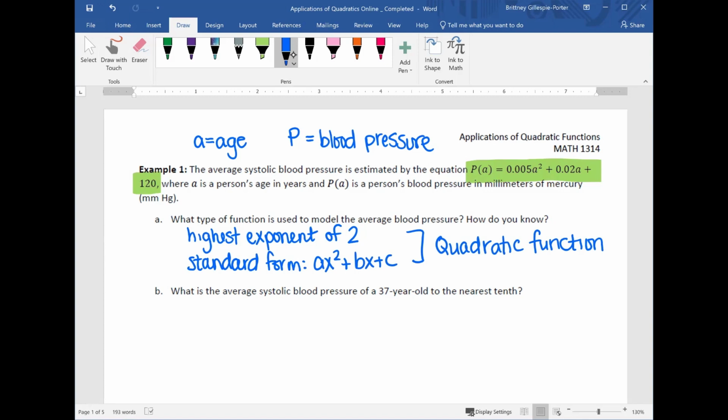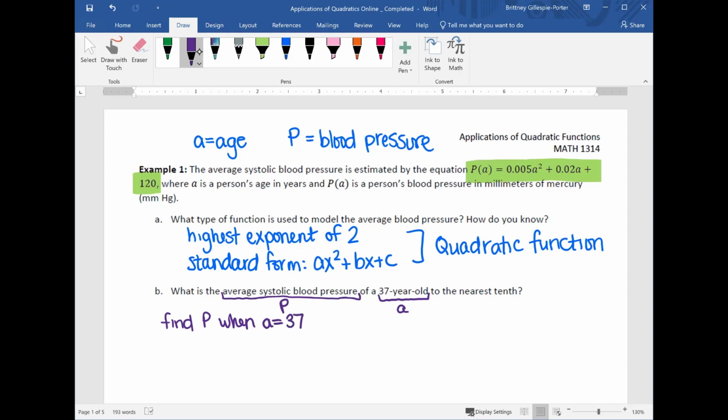Okay. Let's try part B. Part B says, what is the average systolic blood pressure? We said average systolic blood pressure is P. And they're asking, what is P of a 37-year-old? That's an age, so that's A, to the nearest 10th. So they're saying find P when A is equal to 37.